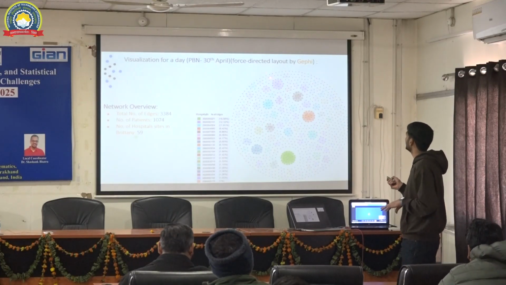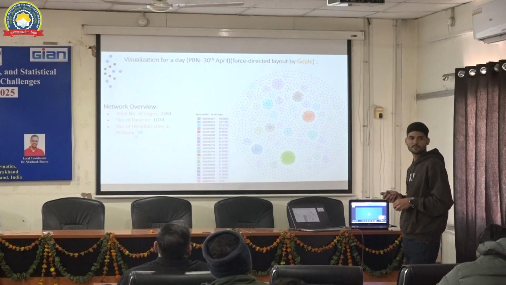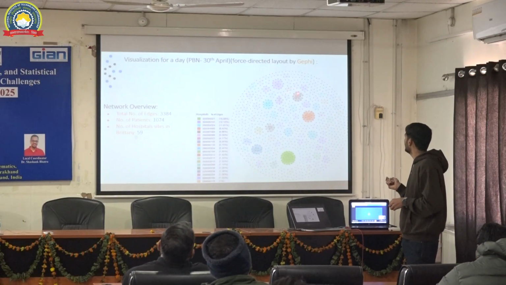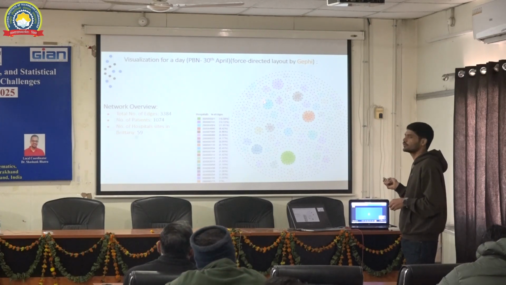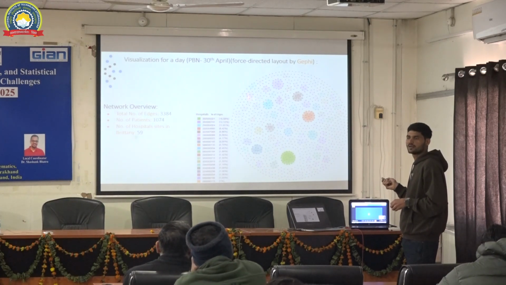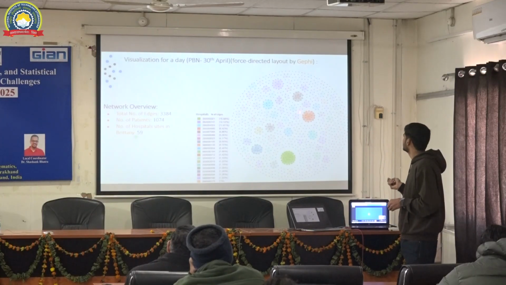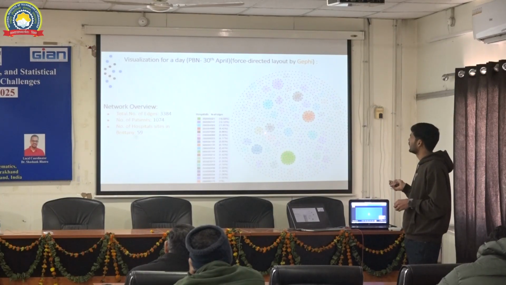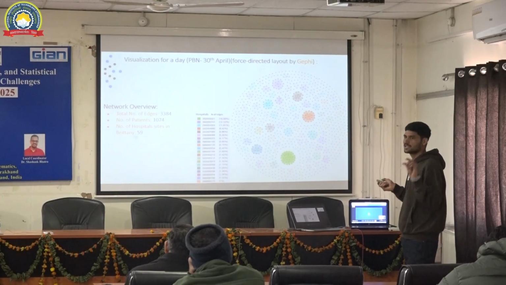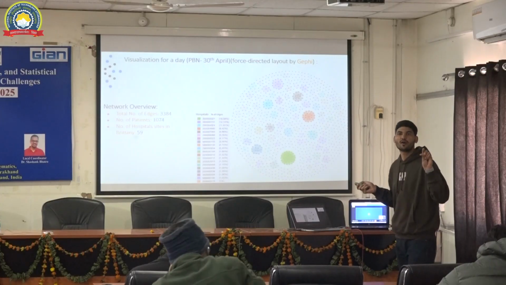Here every dot represents a patient, and every color represents a hospital. We can say this is a ward, and within the ward on the 30th April, every patient is connected to each other. Same here, it's a ward of another hospital. But all the wards are separated. Why?